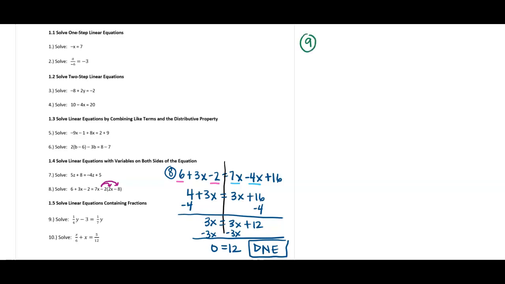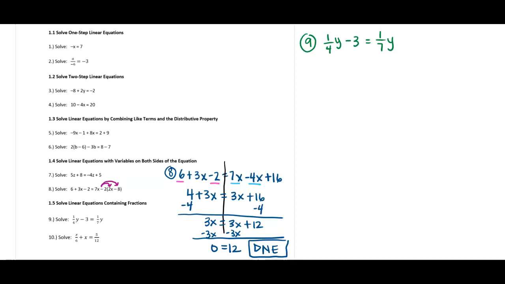So 9 says 1/4 y minus 3 equals 1/7 y. Okay, so remember when you have fractions, it's going to be easiest if you can eliminate the denominator. You can kill off that denominator by multiplying by the LCD.